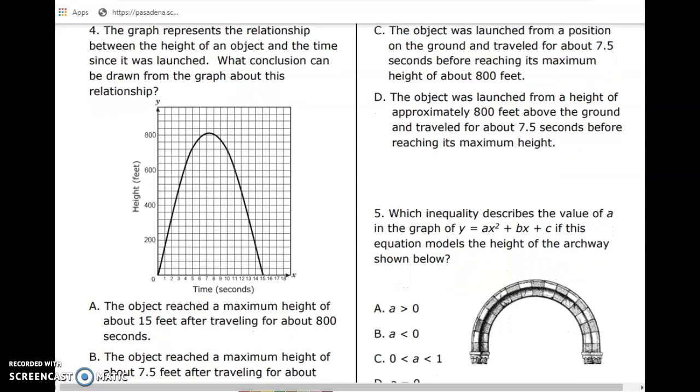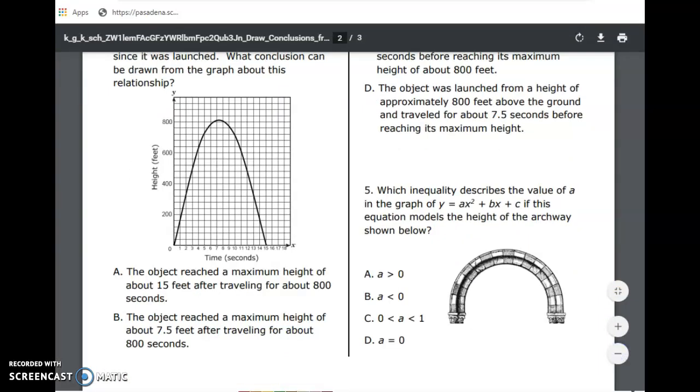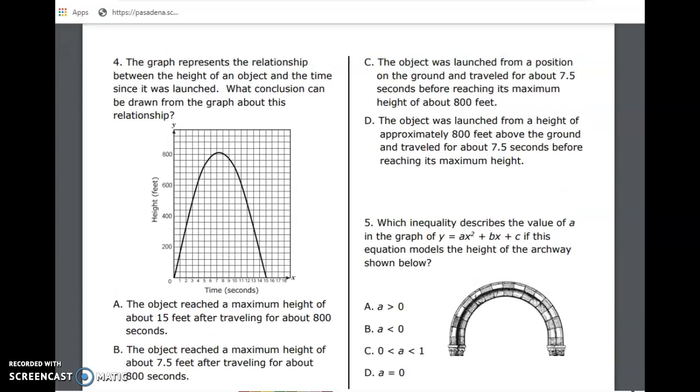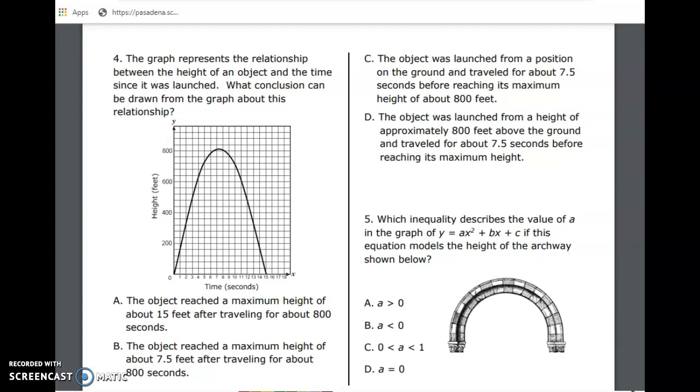Okay, here goes. Maybe I can make this smaller. Okay, here goes problem number 4. Problem number 4 says, the graph represents the relationship between the height of an object and the time since it was launched. What conclusions can be drawn from the graph of this relationship? Okay, so height, this is the numbers on the height in feet, and this side, it talks about time in seconds, okay? So when you look at these numbers, 1, 2, 3, 4, 5, 6, 7, all the way to 15, we're talking about seconds.